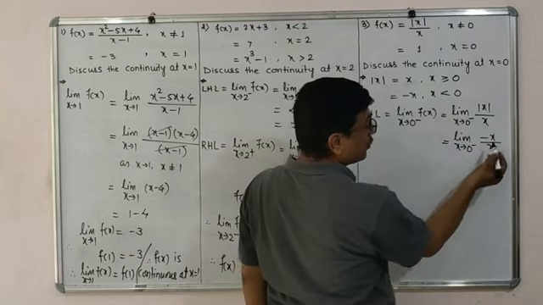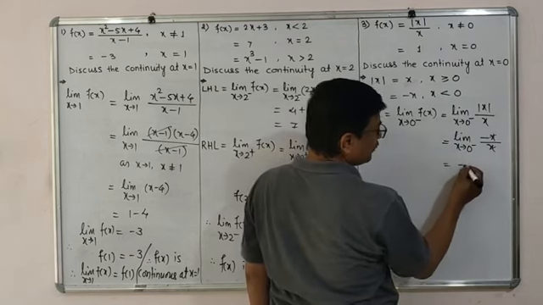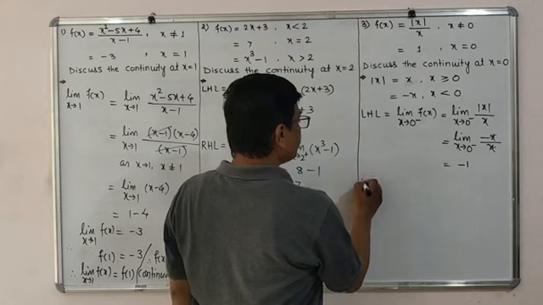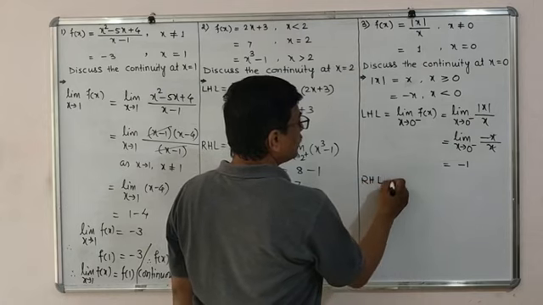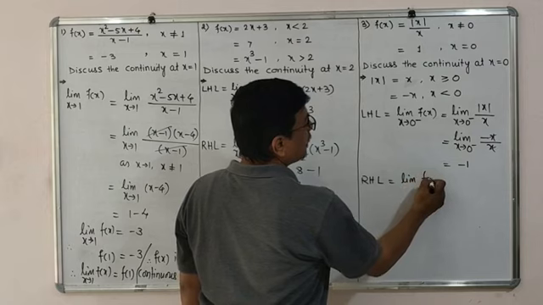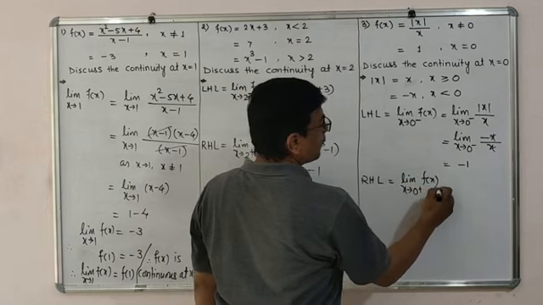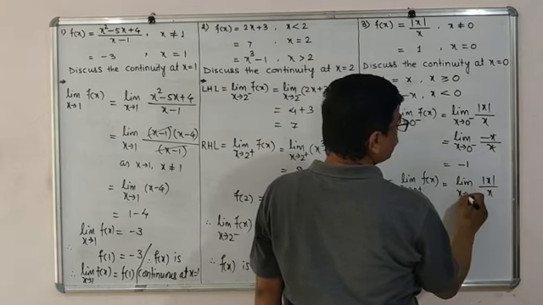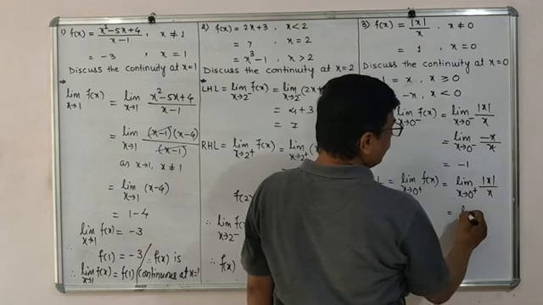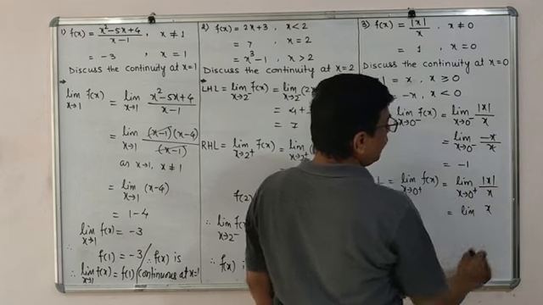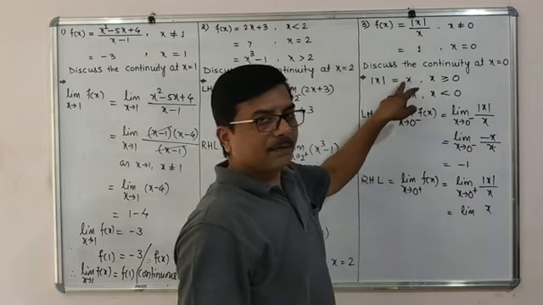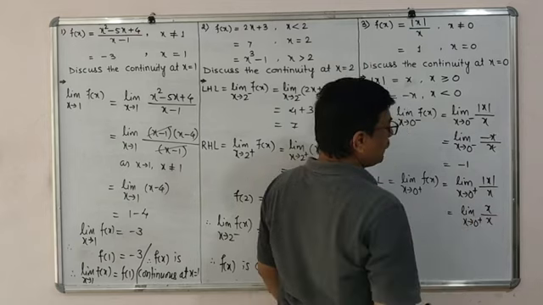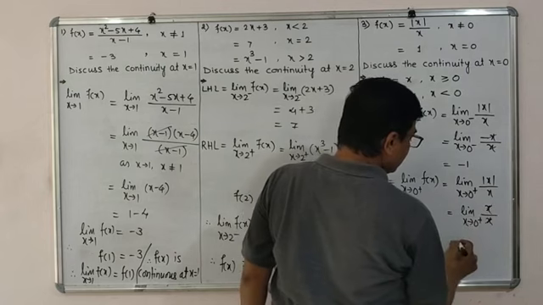As x is not equal to 0, x gets cancelled, and it is nothing but equal to minus 1. Limit of a constant is always constant. Now RHL is equal to limit of f of x as x tends to 0 plus, is equal to limit of mod x upon x as x tends to 0 plus. That is equal to limit of mod x, which is nothing but x for x greater than 0. The function is x divided by x as x tends to 0 plus. Now x gets cancelled, hence it is 1.